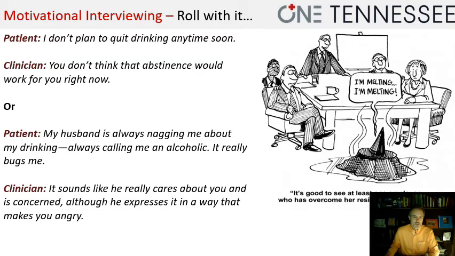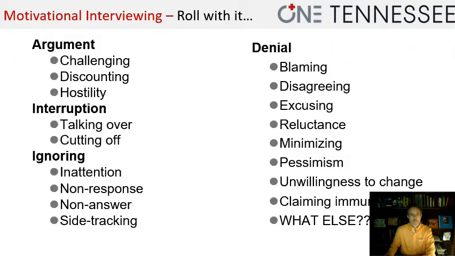During your motivational interviewing sessions, resistance comes in a variety of forms. Some of them are here. It can come in the form of being argumentative, challenging you, discounting your statements, and being overtly hostile towards you. They might interrupt you or talk over you and cut you off. They might just simply ignore you and be non-responsive, not answer your questions, get sidetracked easily, and be overall inattentive. They might still be in the denial phase. They might be blaming, minimizing the impact that a substance use disorder has on them. They might be exhibiting a complete unwillingness to make any kind of change. All of these are general manifestations of resistance.